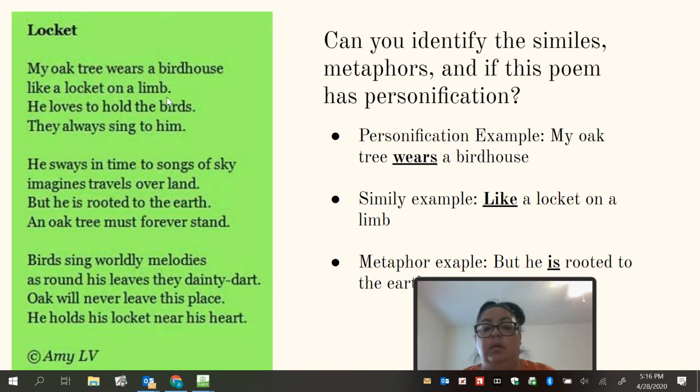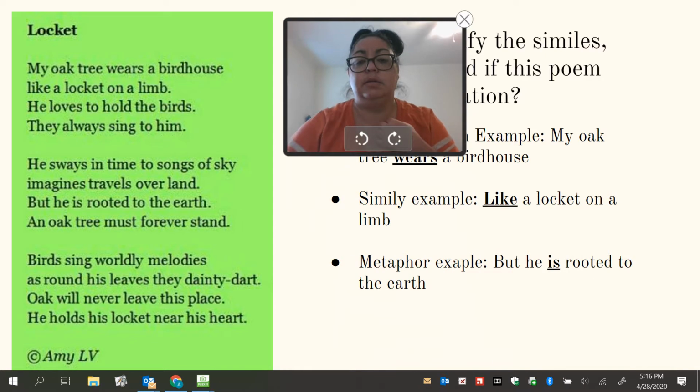So they're not talking about the tree limbs. They are talking about maybe an arm or around your neck. Where do you wear a locket? You can wear a locket on your wrist like a bracelet, or you can wear one on your neck. Okay? So this tree wears this birdhouse like a person wears a locket on them. That is the simile.